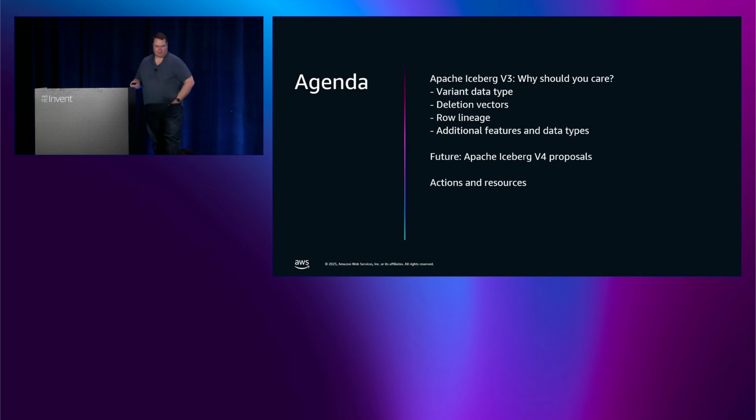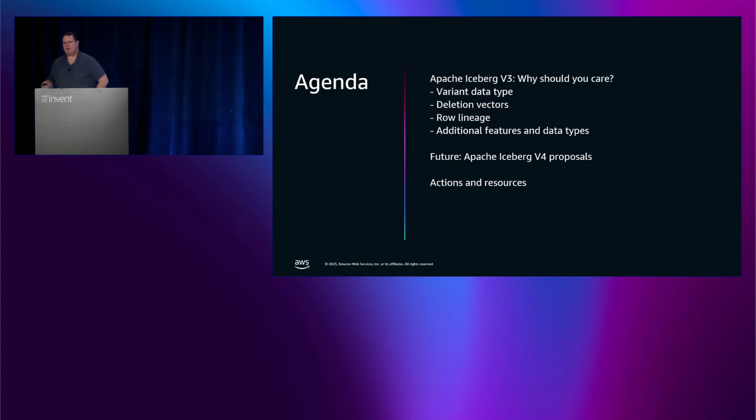So what are we going to talk about today? It's really Iceberg V3, why should you care? There are three top features that we see most of our customers talking about: the variant data type, deletion vectors, and row lineage. Those are bubbling up to the top of the stack in terms of what people are most interested in, where they're seeing the most alignment with their use cases.